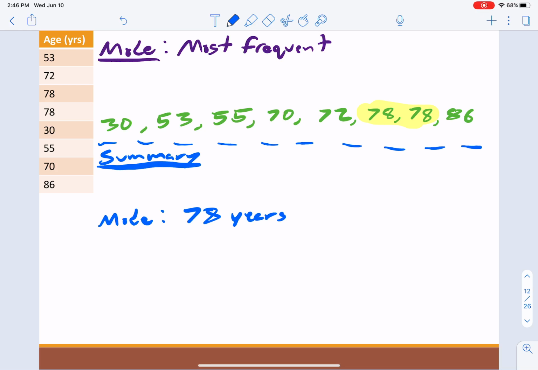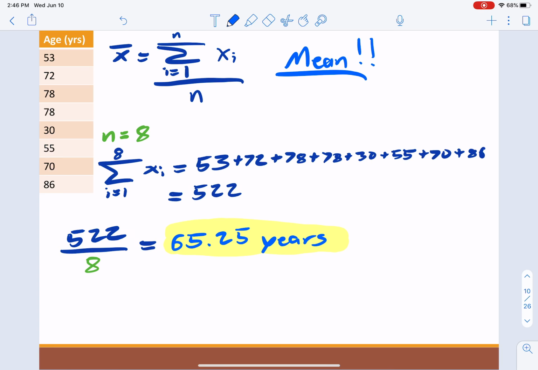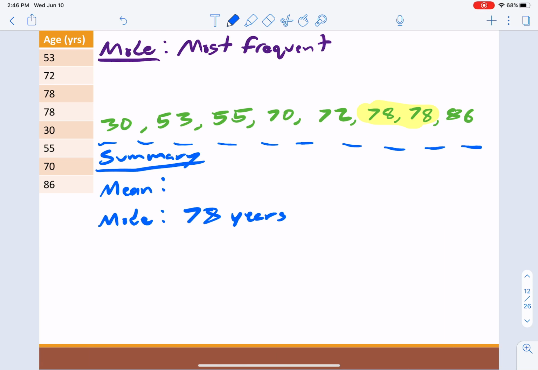Here's our summary. Okay. So our mean was, what was it? 65.25, I think, right? Yes. 65.25 years. Okay, and then the mode was 78 years. Okay, and then let me be consistent here with color too.